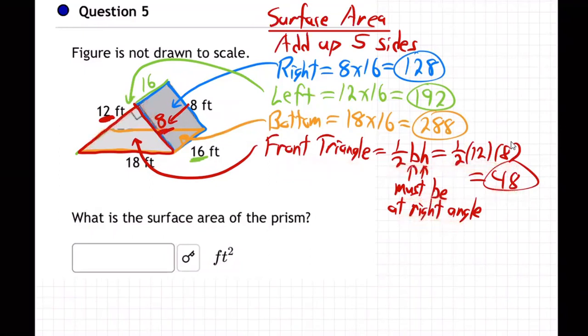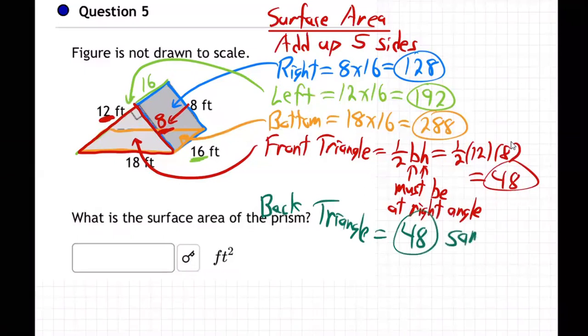And then the back triangle is the same, isn't it? Let me just get a different color here. So the back triangle is going to be 48 also. Same as the front, right? This triangle back here, that one's exactly the same. That back triangle is exactly the same as the front. All right, so now we just add up all those circled numbers.